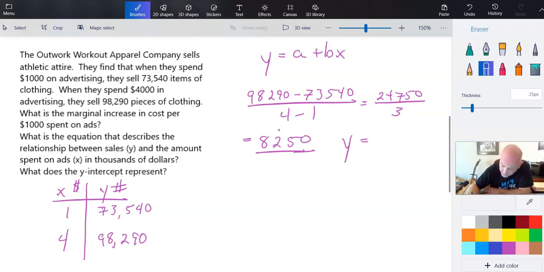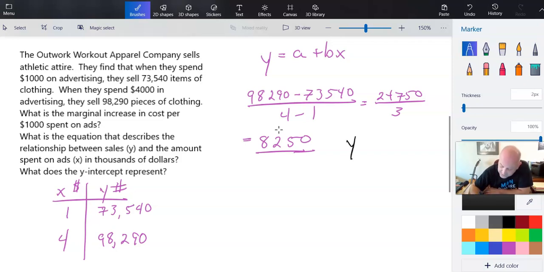So we can write this down. In fact, let me do it this way. I'm writing in a different color. So now what we just found was B. So it's A plus 8,250X. So what we need to figure out now is A, right? And remember how we did that before? We just picked one of the points and plugged it in. So I can just use this first point. When X is 1, Y is equal to 73,540, right? I have that marked right there. So we'll go ahead and work that out.